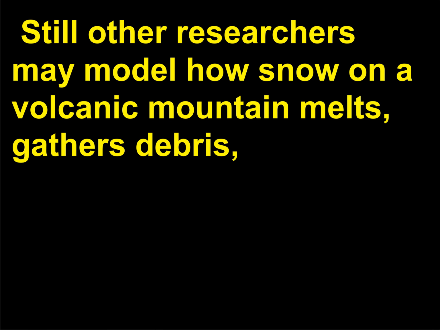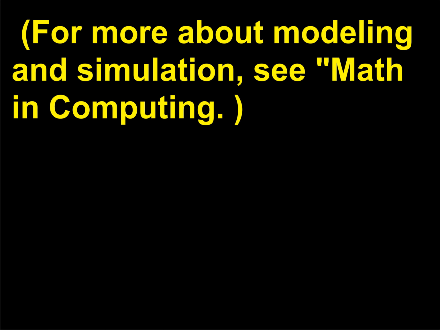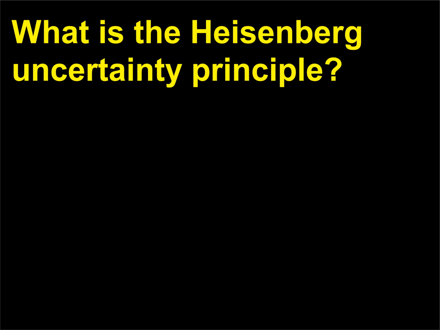Still, other researchers may model how snow on a volcanic mountain melts, gathers debris, and potentially flows toward populated areas during an eruption event. For more about modeling and simulation, see Math in Computing. What is the Heisenberg uncertainty principle?